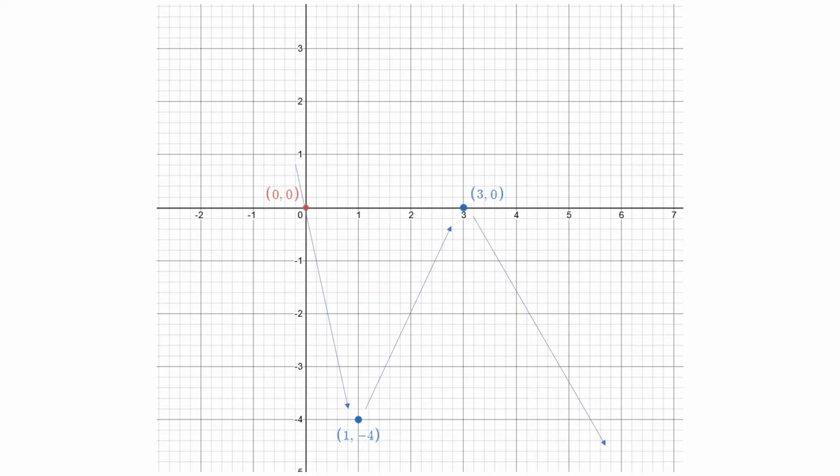By using arrows to represent it, we can generally see the overall shape of the graph already, where it's decreasing all the way to 1, then increasing, then decreasing again.